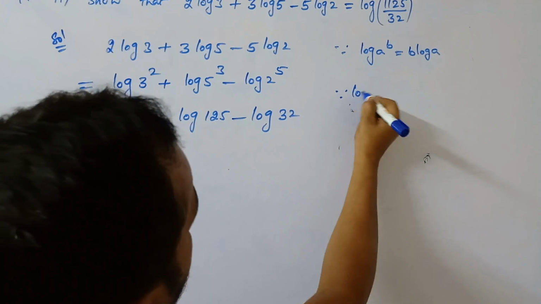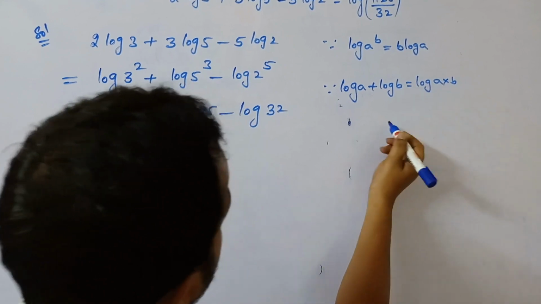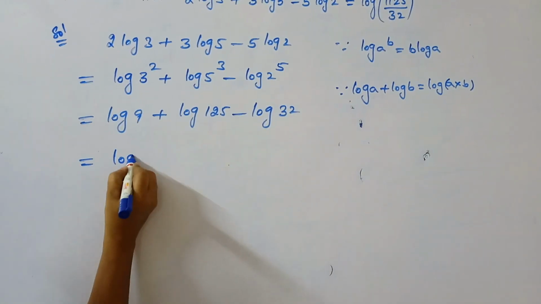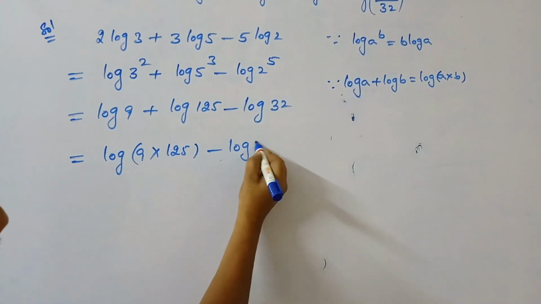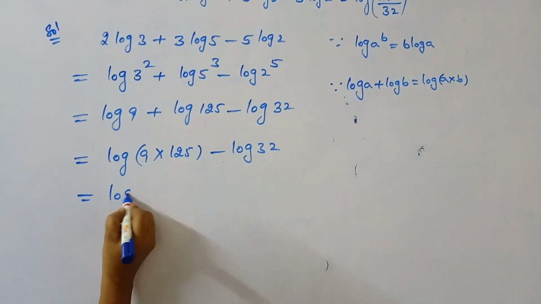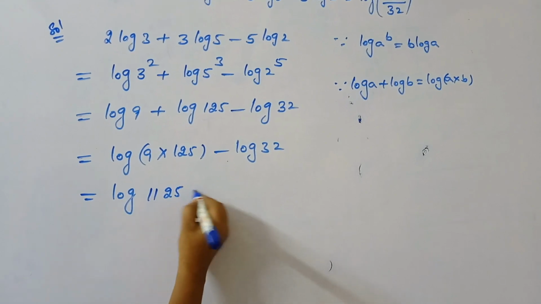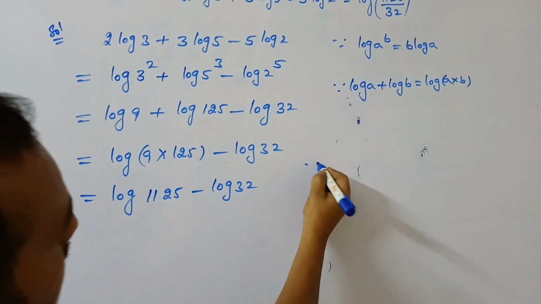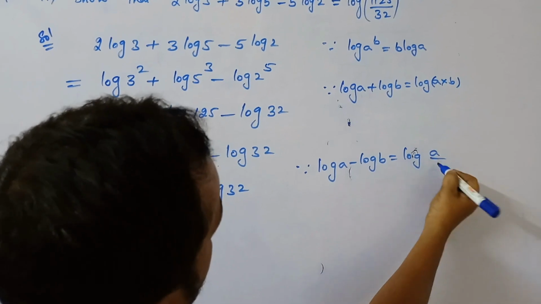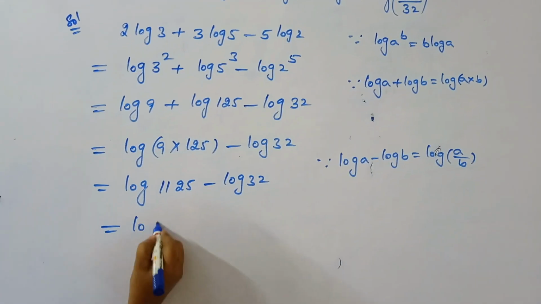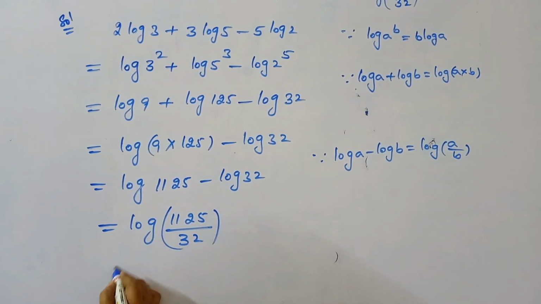We know one formula: log A plus log B equals log of A into B. So log of 9 into 125 minus log 32. 9 into 125 is 1125, minus log 32. We have one more formula: log A minus log B equals log of A by B. Now here we can write 1125 by 32. Hence proved.